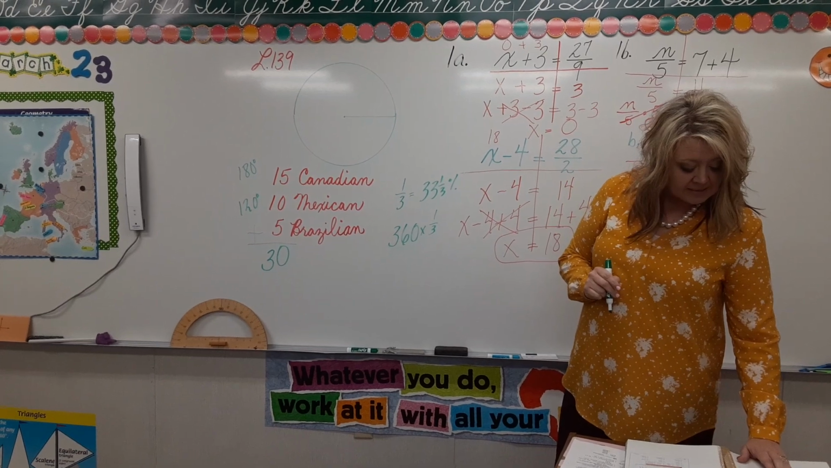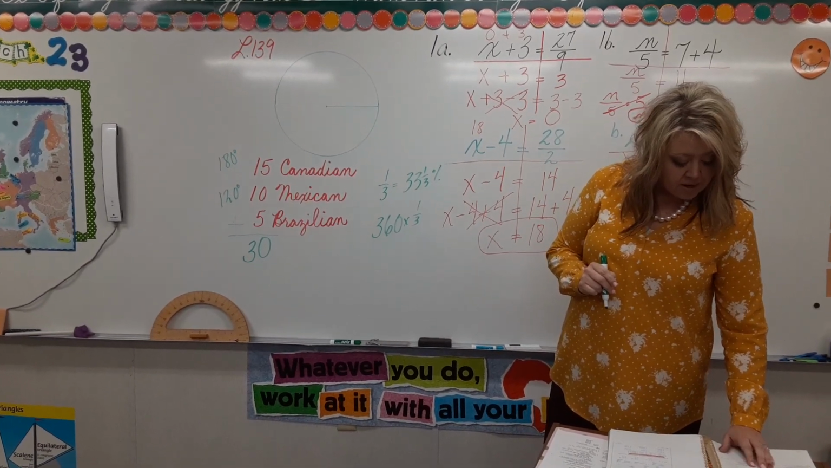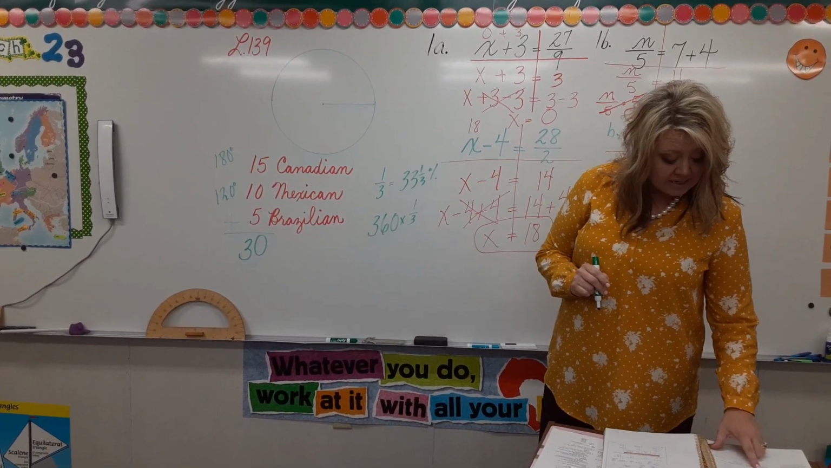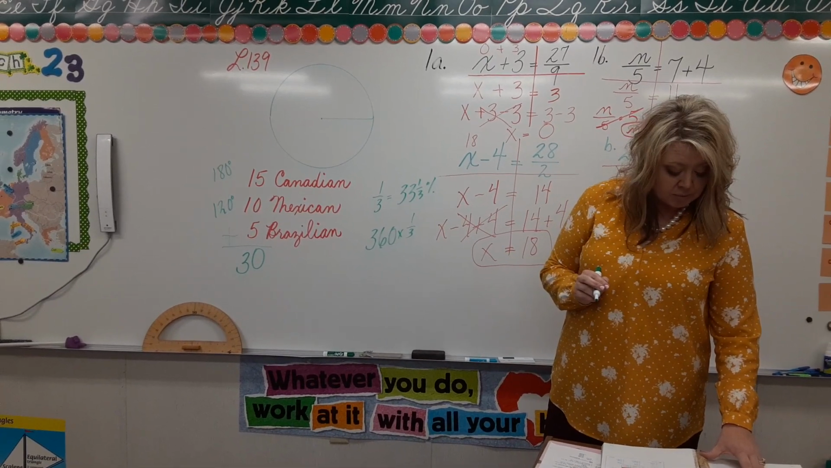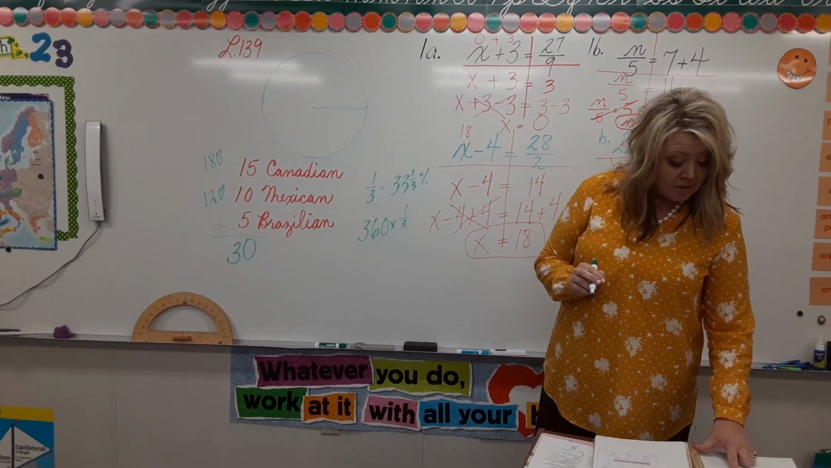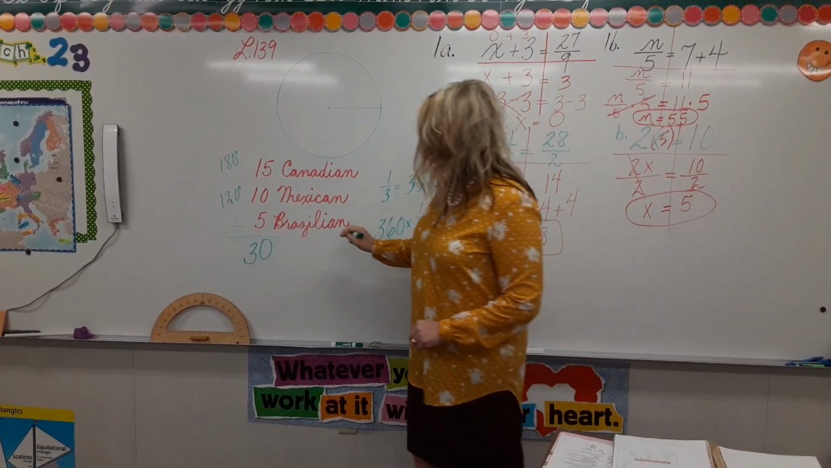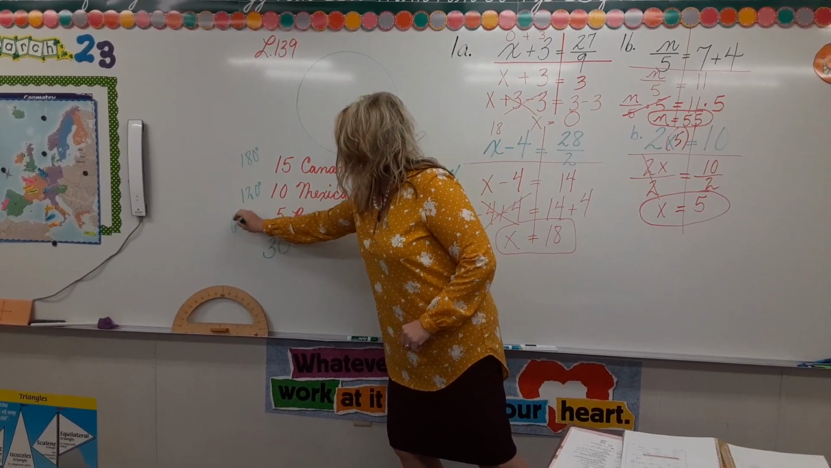For the Brazilian, same thing, 5 over 30. That would reduce down to 1/6, which is 16 2/3%. If you multiply 1/6 times 360, you will get 60 degrees for that one.